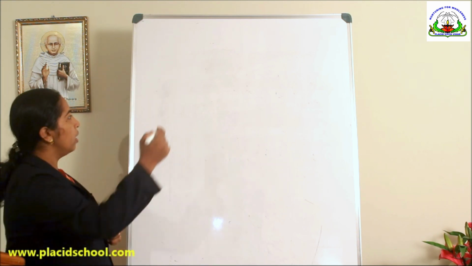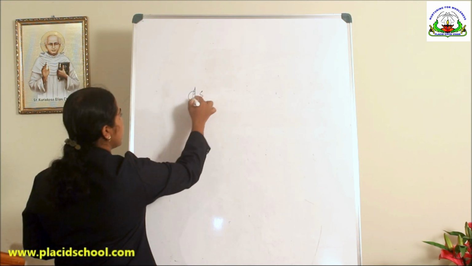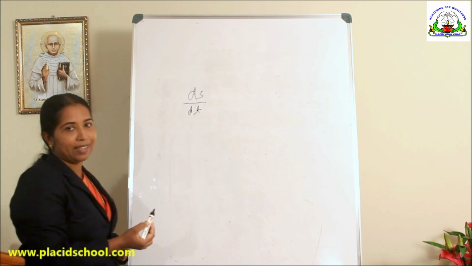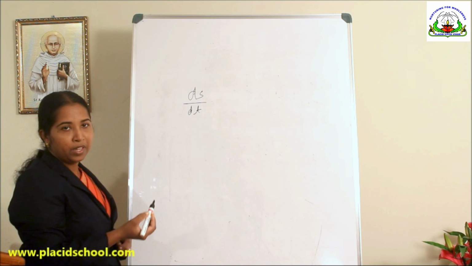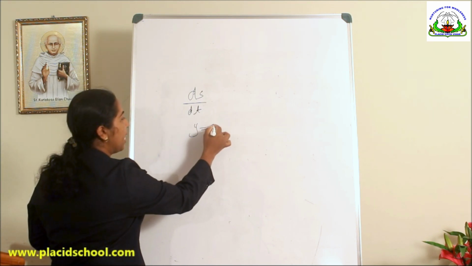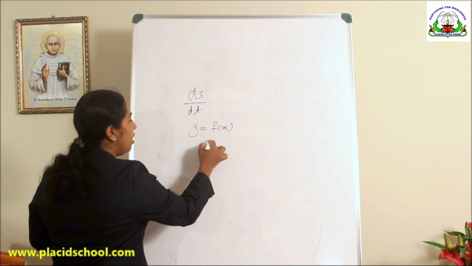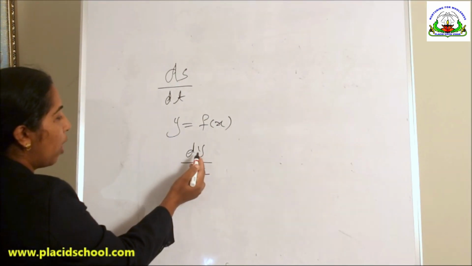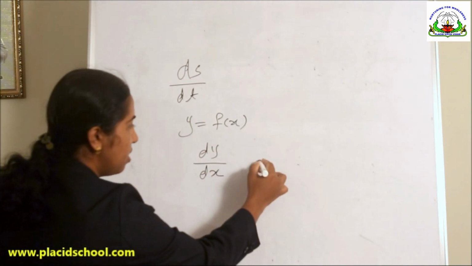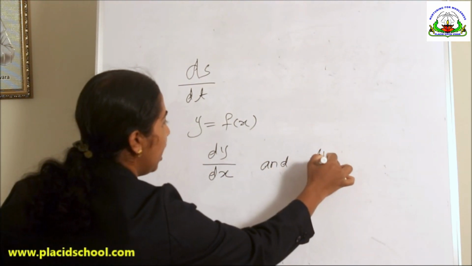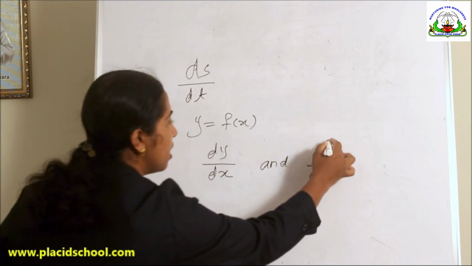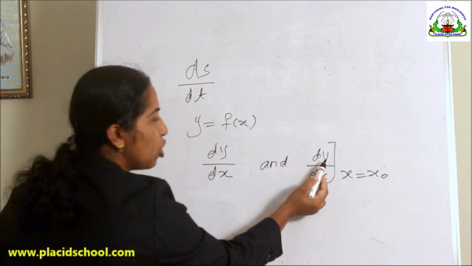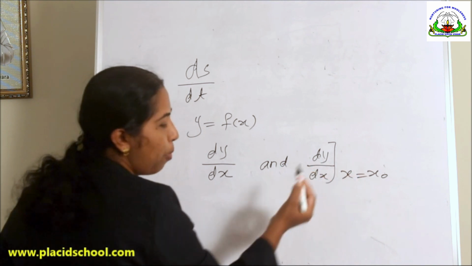As we know, writing ds by dt means rate of change of distance s with respect to time t. Similarly, if y equal to f of x, dy by dx denotes rate of change of y with respect to x, and dy by dx at the point x equal to x naught denotes rate of change of y with respect to x at the point x naught.